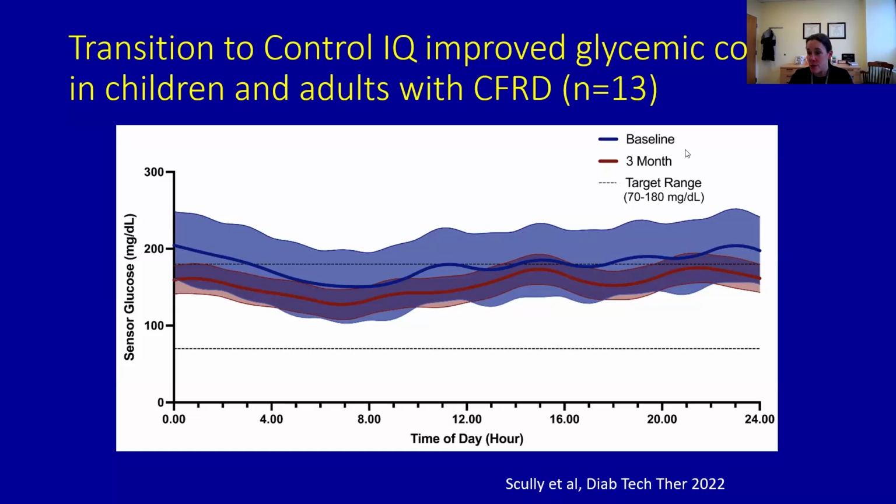And you can see after 3 months of using Control IQ, the red shows a significant reduction in their average glucose across the day and the night, with significantly less glycemic variability as well. So bringing them much closer into the target range between 70 and 180. So it seems that for the most part, hybrid closed loop pumps can be helpful in people with CF, but again, very little data.